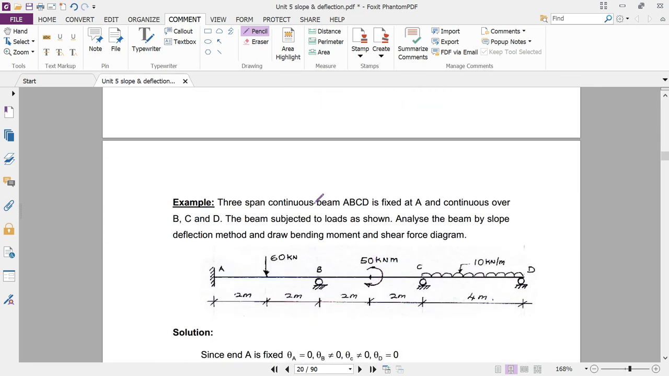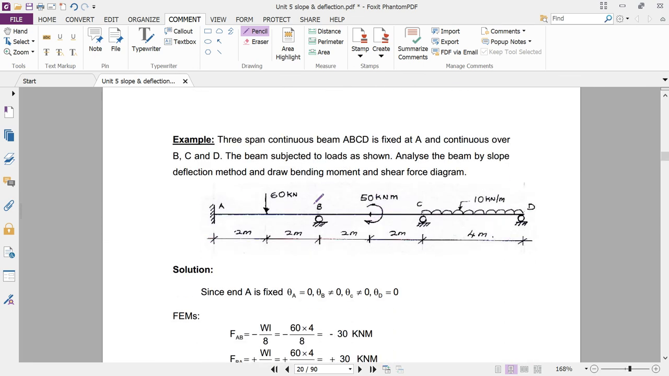Okay, now the next example is a very important example, because here the effect of a moment is also there. So such a type of numerical is also very important.